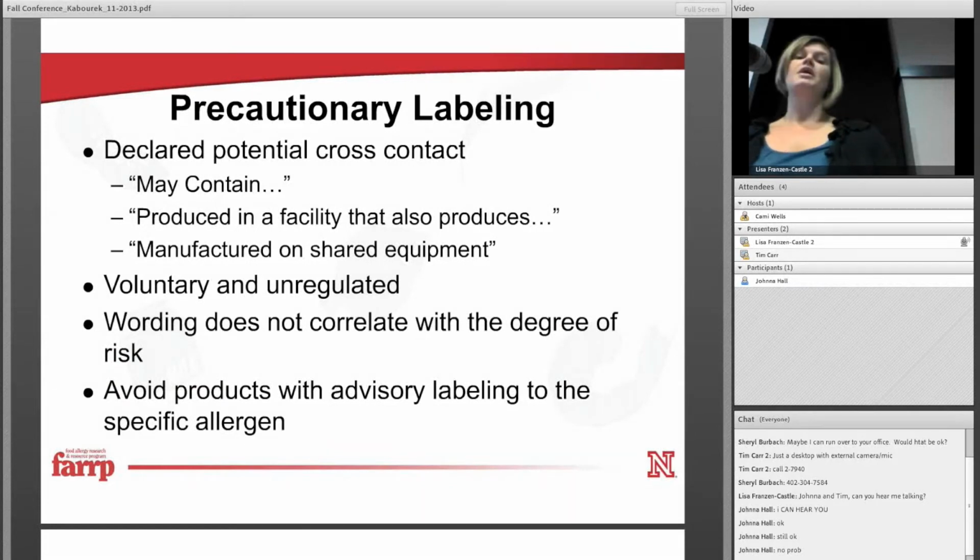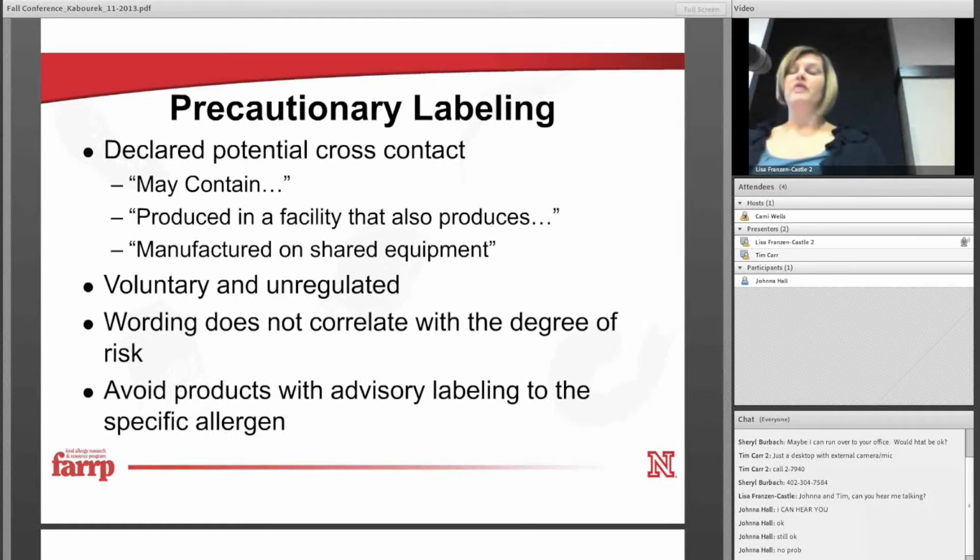No. Precautionary labeling is completely voluntary on the food industry's part and completely unregulated. So FDA has no part in precautionary labeling. There are hundreds of different kinds of precautionary statements. There's no set rule of what they can say on their package. The way it's worded doesn't correlate with the degree of risk.